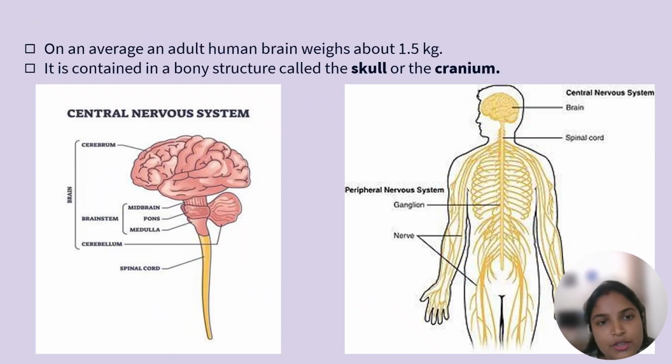On an average, an adult human brain weighs about 1.5 kg, and it is protected in a bony structure which is called the skull or cranium. The soft part of the central nervous system is protected: the brain is protected under the skull, and the spinal cord is protected in the vertebral column, right? Yesterday in the last session I also discussed that it is protected under the vertebral column, and that is why we humans are known as vertebrates, correct?